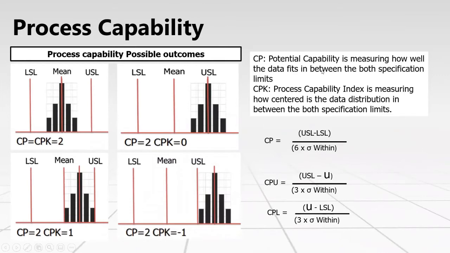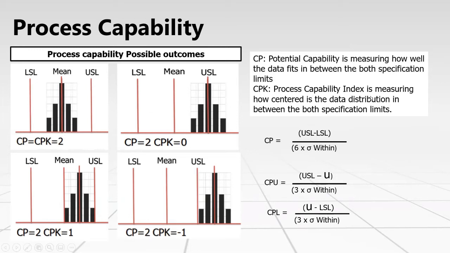So the potential capability is measuring how well the data fits in between the lower and upper specification limits. So imagine if you looked at the figure in front of us, that's the data distribution curve of a sample, and this is my lower specification limit and the upper specification limit. So the potential process capability is looking at the ratio between the range of the data distribution and the distance between the specification limits.